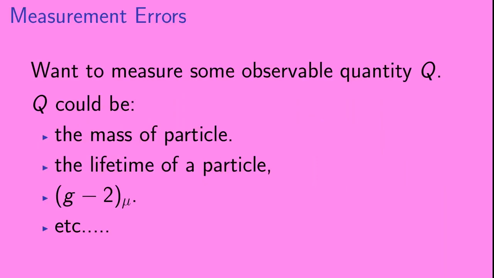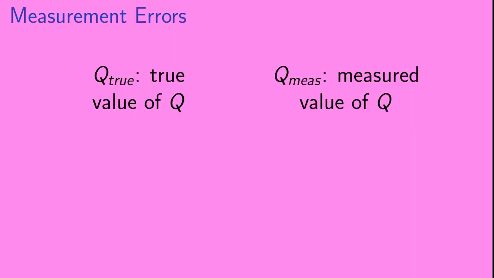Okay, so let's start talking about measurement errors. We want to measure some observable quantity that we're going to call Q. Q could be the mass of a particle, the lifetime of a particle, it could be muon g minus 2, etc. Now we're going to call the true value of Q, Q true. And we're going to call the measured value of Q, Q measured.